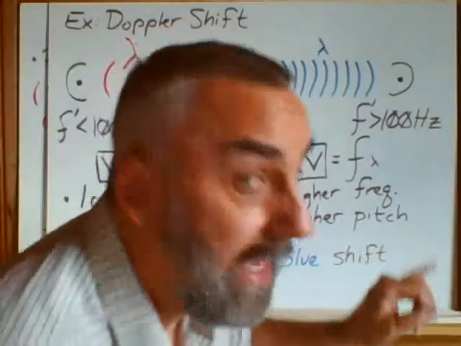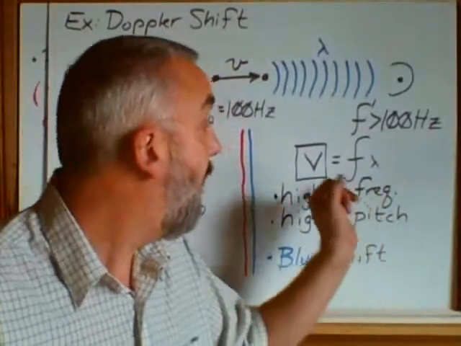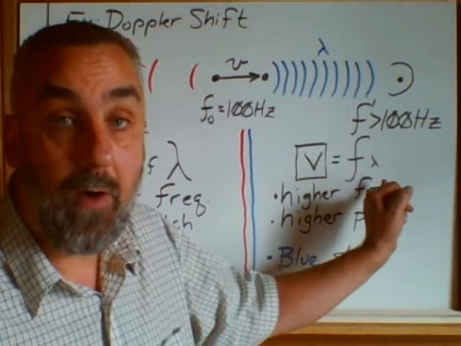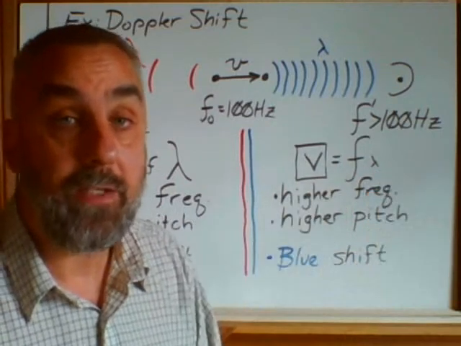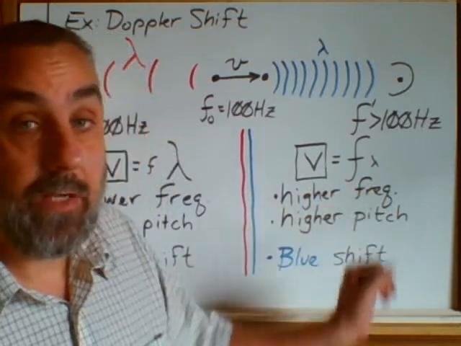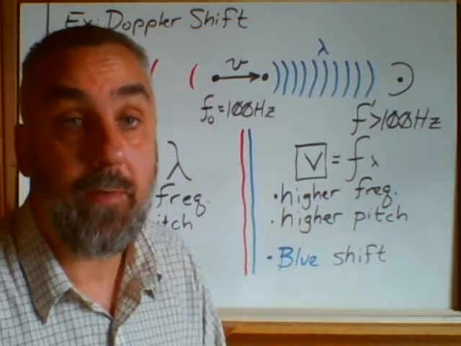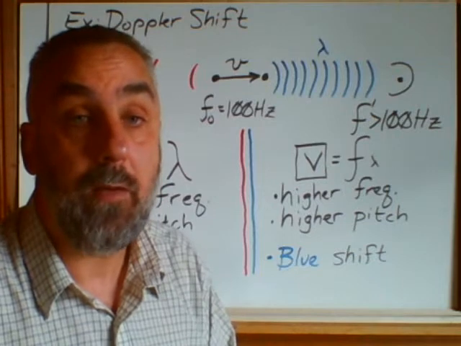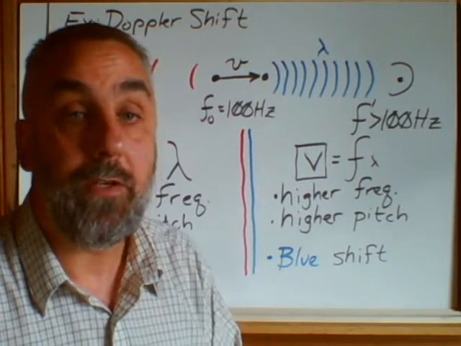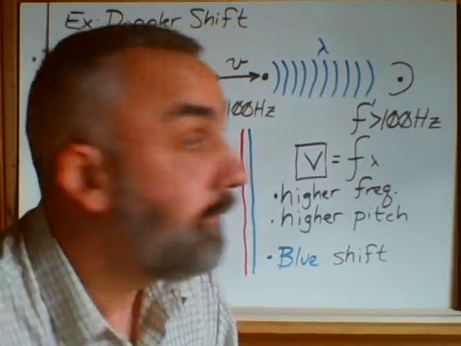And then the opposite thing is happening over here. What we have is a constant velocity, but a large f and a smaller lambda. We have a high frequency and a small wavelength. Higher frequency is going to lead us to a higher pitch if we're talking about sound, or if we're talking about light, we're going to call this a blue shift. Again, the waves aren't necessarily blue, but they're shifted toward the blue end of the spectrum.